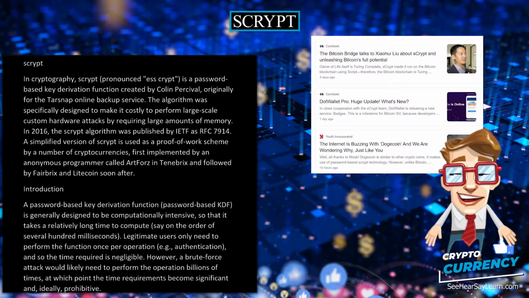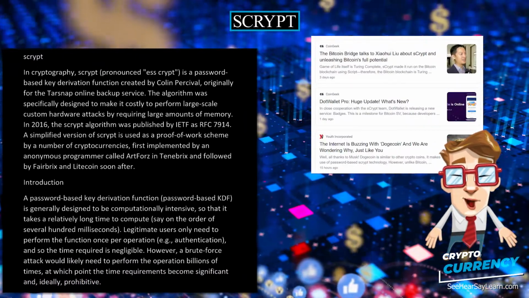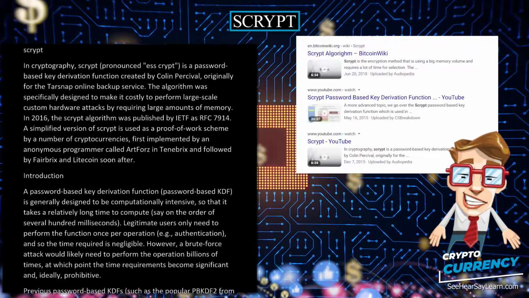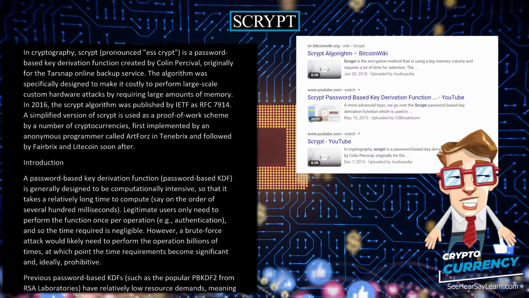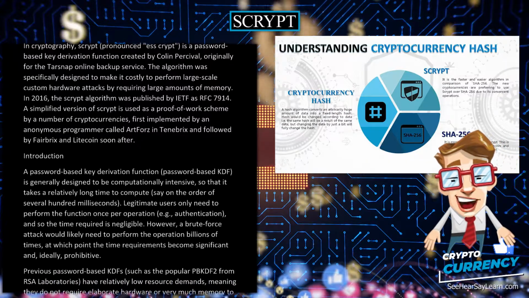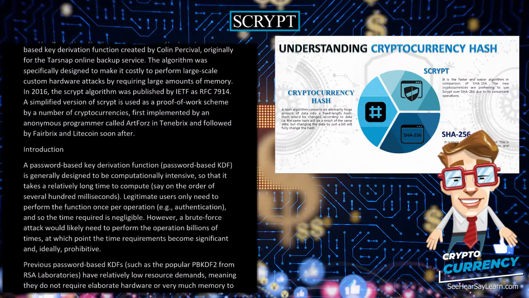In 2016, the scrypt algorithm was published by IETF as RFC 7914. A simplified version of scrypt is used as a proof-of-work scheme by a number of cryptocurrencies, first implemented by an anonymous programmer called ArtForz in Tenebrix and followed by Fairbrix and Litecoin soon after.